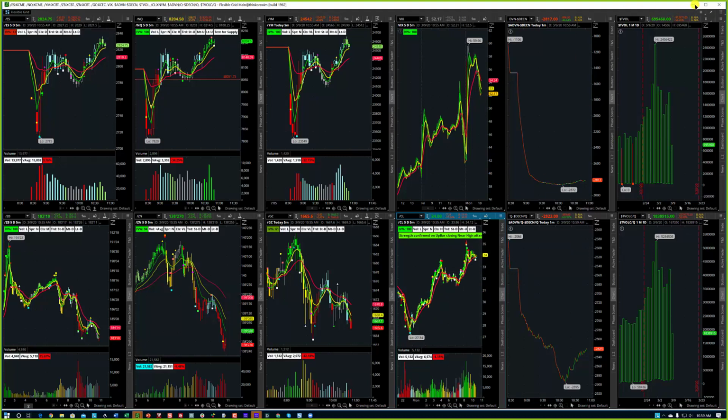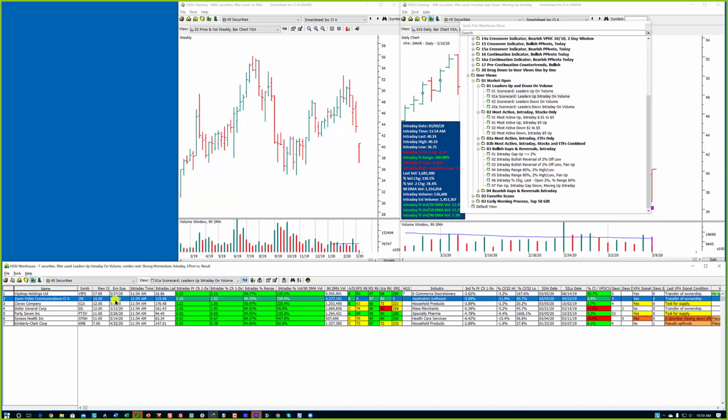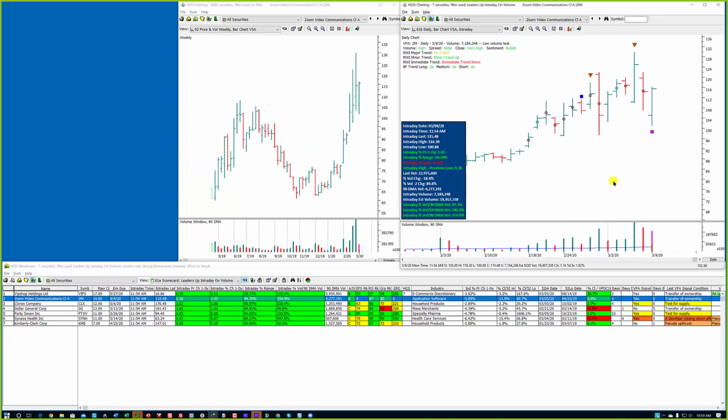So what's important is how this closes the day, though. Now here is Zoom, one of the leading stocks. Gap down to here. This is leaders up intraday on volume.